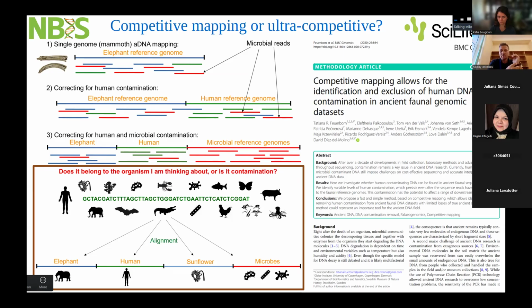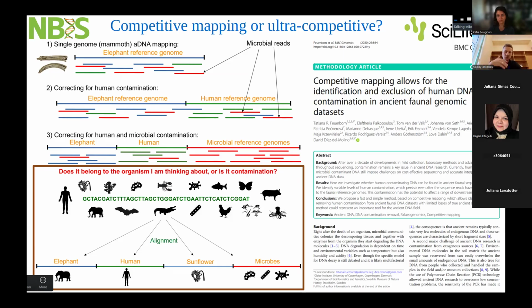If they're long enough, maybe, but you still need to do this sort of competitive mapping. In my opinion, that's a very straightforward and computationally cheap way to quickly understand how many organisms are in your sample. So contamination can be understood in different ways.